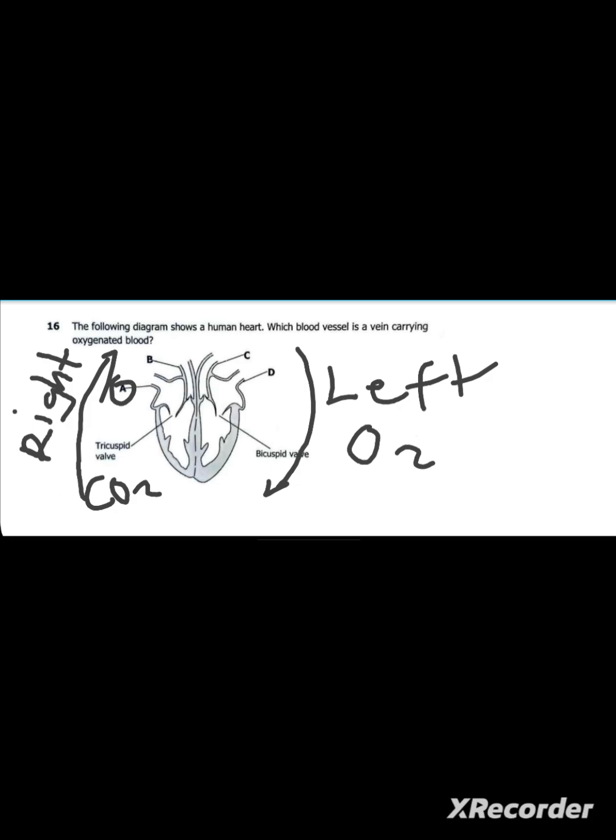Then when blood enters here, this part is the atrium. It's the right atrium. When blood comes here, there is a valve. This valve is called the tricuspid valve. Why it is called a tricuspid valve, you will understand later, because it has three leaflets.